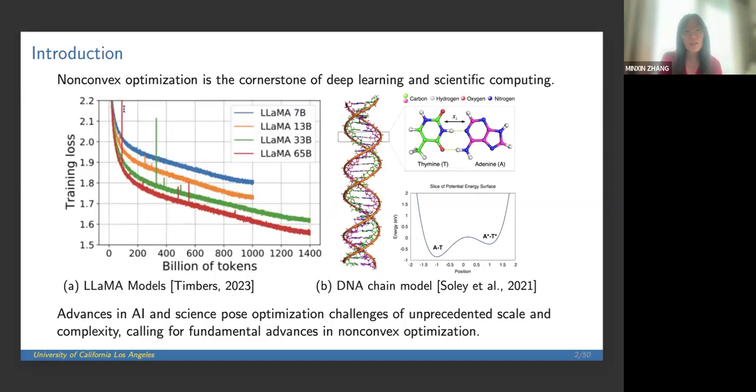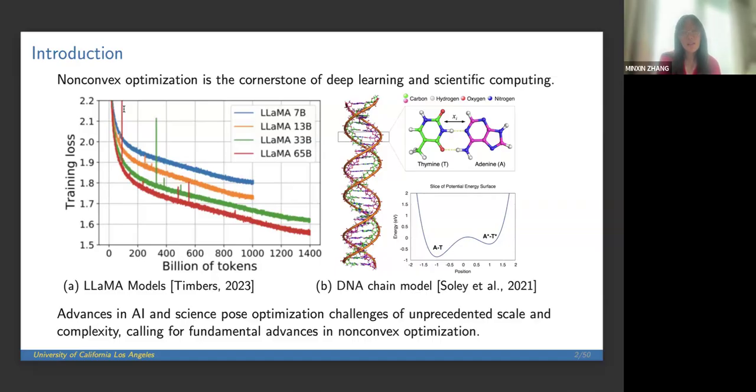So in the pictures here, I'm showing you two examples. On the left one is Meta's large language model Llama. If you want to train this large language model, both the model size and the number of tokens is at the scale of billions, which is the scale that people didn't really encounter before the age of AI. And in the picture on the right side, it's a DNA training model.